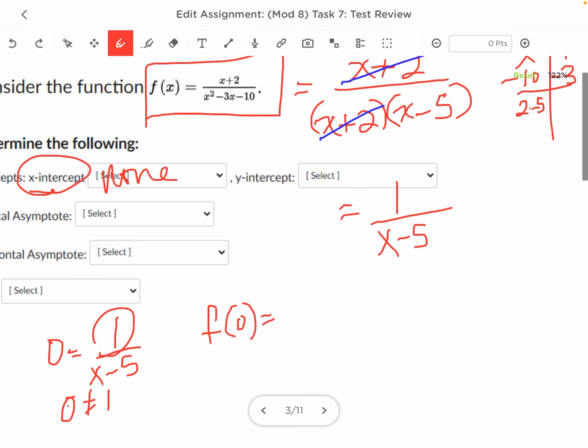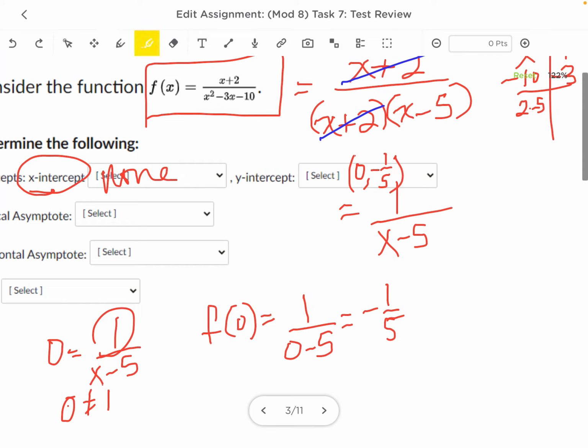For my y-intercept, I'm going to do f of 0. So f of 0, I'm going to plug it in here to my simplified form. I get negative 1/5. So my y-intercept is going to be (0, negative 1/5). It might be in there as a decimal, I don't remember.